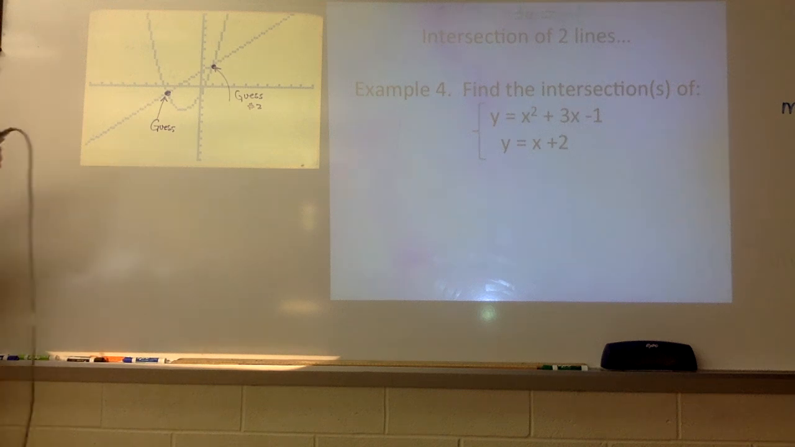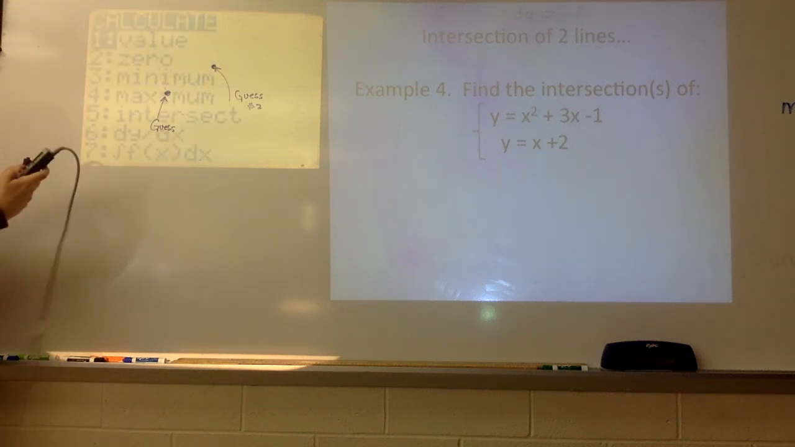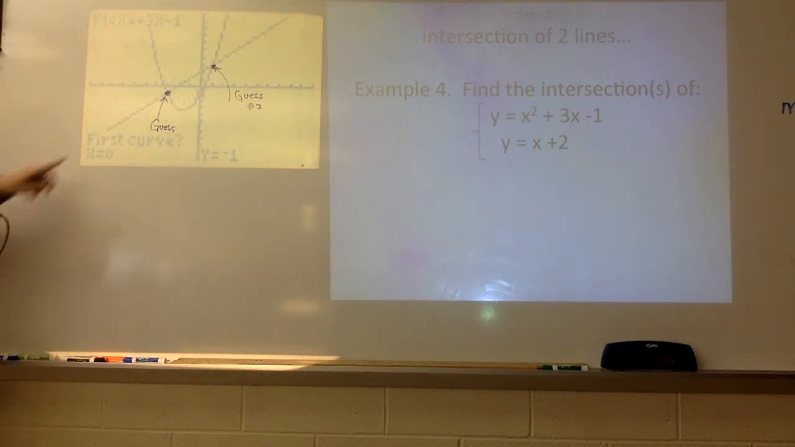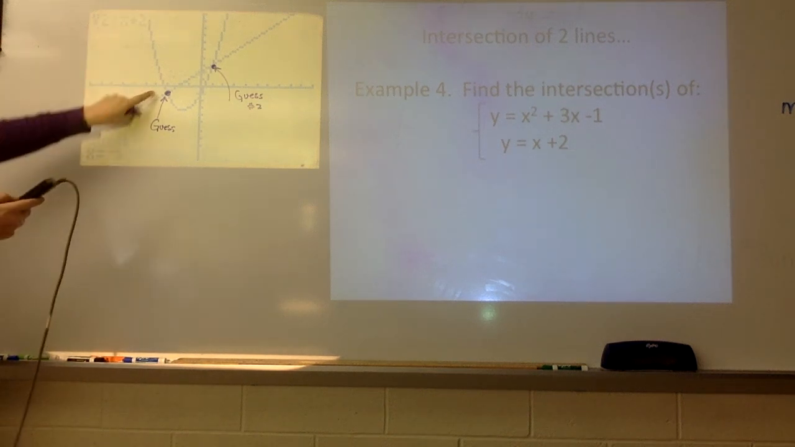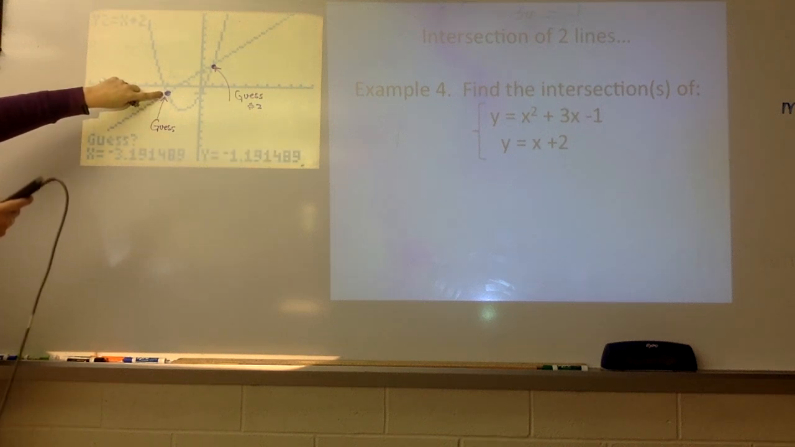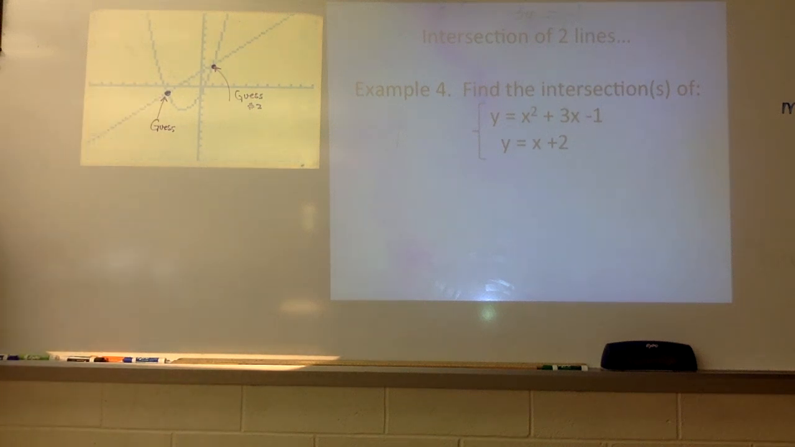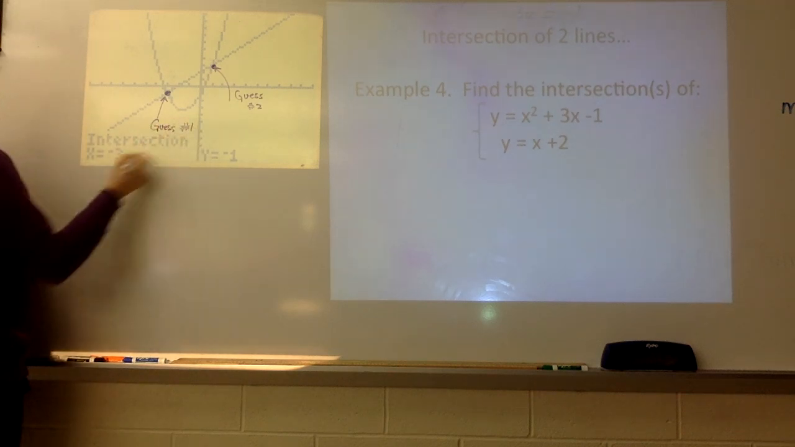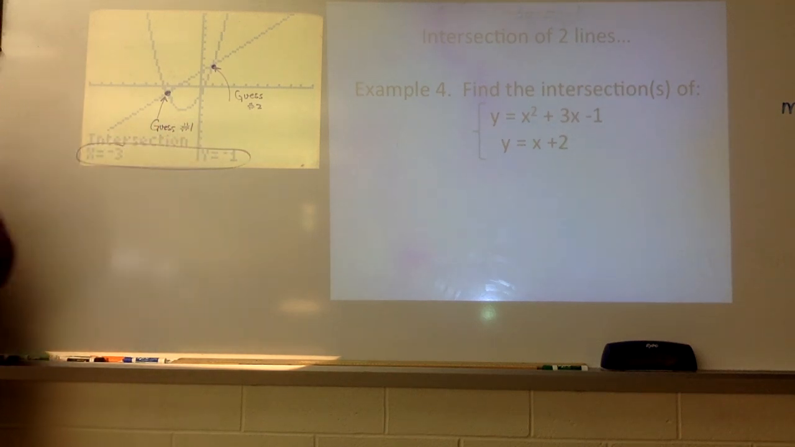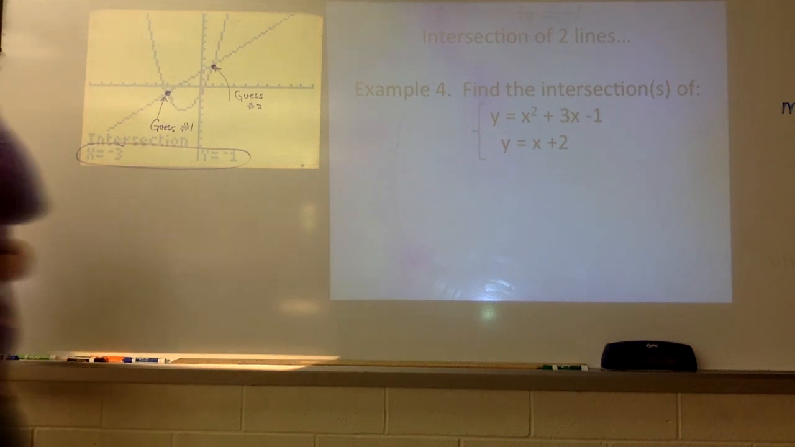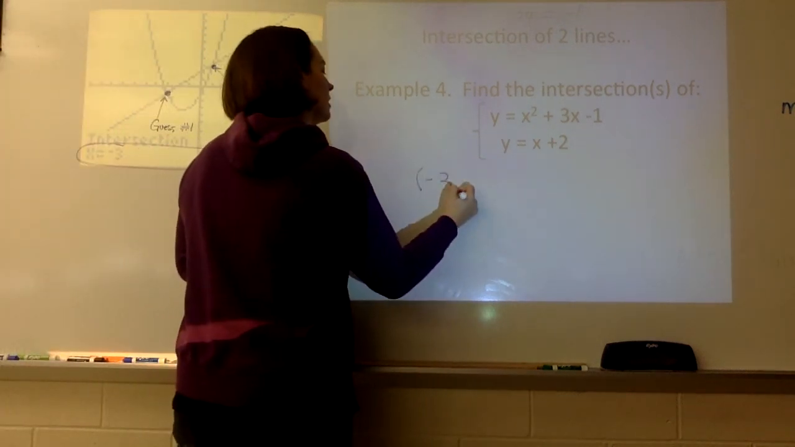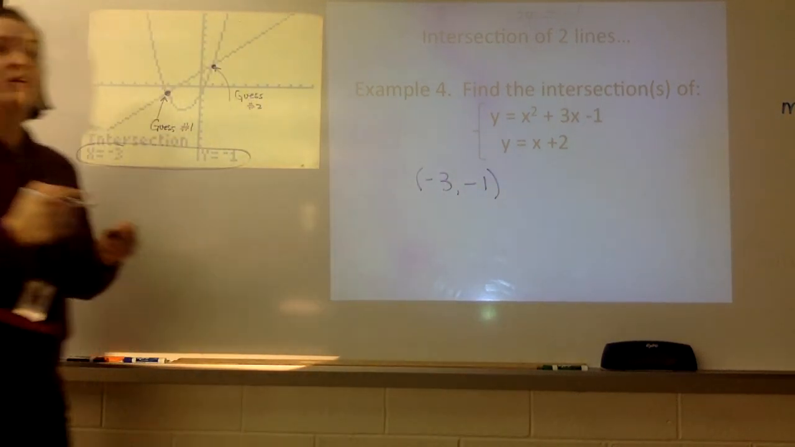So here's the way I do it. Go into second trace, calculate, choose option 5. First curve is this. Second curve is this one. And my guess, I'm going to slide it all the way down here. This is going to be my guess number 1. Notice, here's the ordered pair that I got. So I got -3, -1. That's my first intersection point.